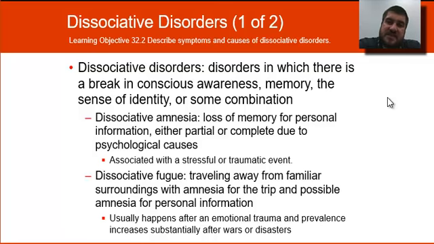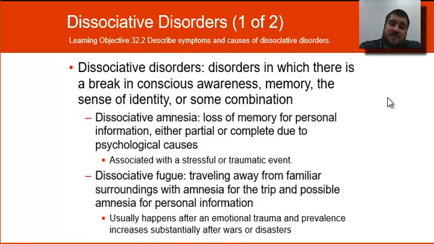So dissociative amnesia is what Freud would have called repression. It's the loss of memory for a certain event or your personal information, either partial or complete loss of memory due to psychological causes. So this isn't amnesia caused by a blow to the head. This is caused by repression of the memory. And it's associated usually with stressful or traumatic events, emotional events. Now, dissociative amnesia can occur with a fugue or not.